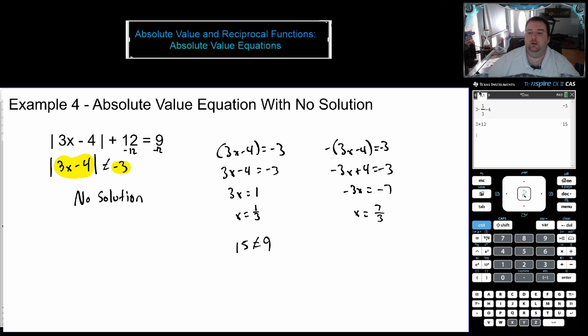So we have 3 times 7/3 minus 4, which is 3. The absolute value of 3 is 3. So that's going to be 3 plus 12, which is, again, 15. And 15 equals 9? No, 15 does not equal 9. So, no solution. Now, I proved it. You don't have to do this. Please don't do this. Use your logic that says that if you have an expression inside an absolute value sign, this has to be positive, and a positive number cannot equal a negative number. It's as simple as that.